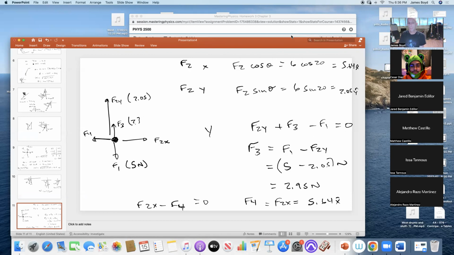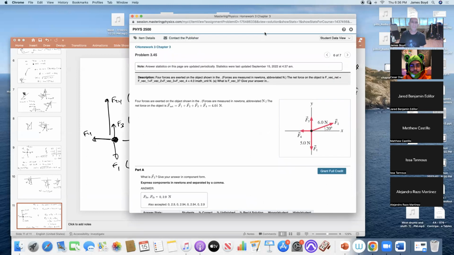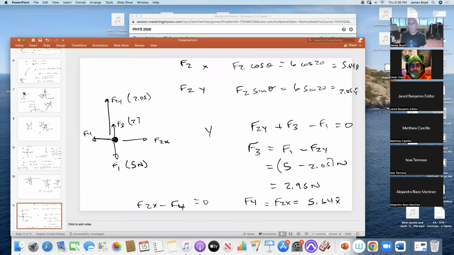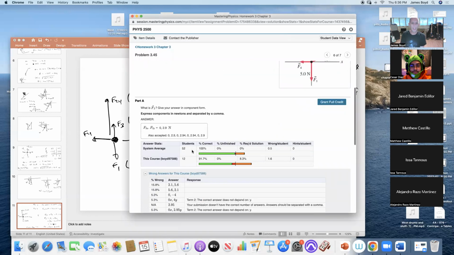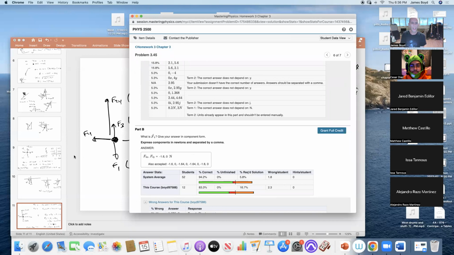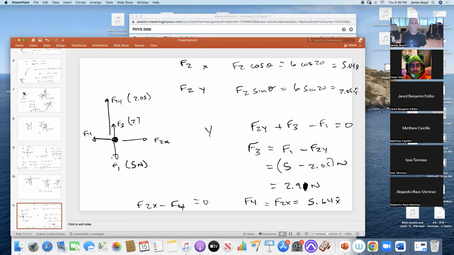That is the magnitude, by the way. F4 does point in the negative direction. So 2.9 was F3. It's only in the X direction. I don't know why they rounded it, I guess, and I didn't. So they rounded it up to 2.9. 2.9 newtons and negative 1.6. What did I do? Did I do that wrong?